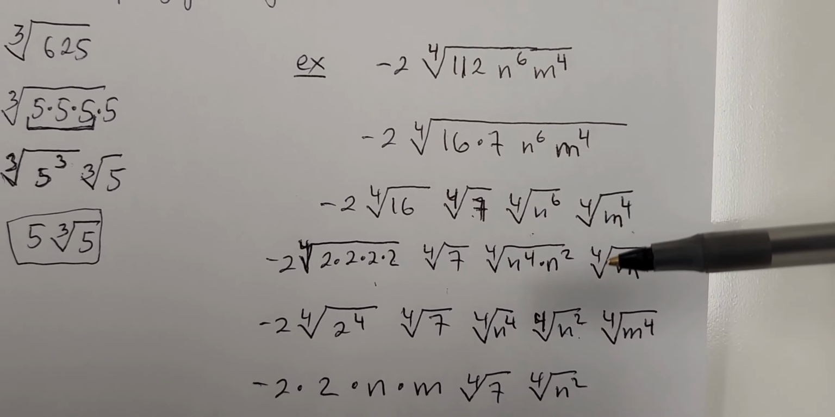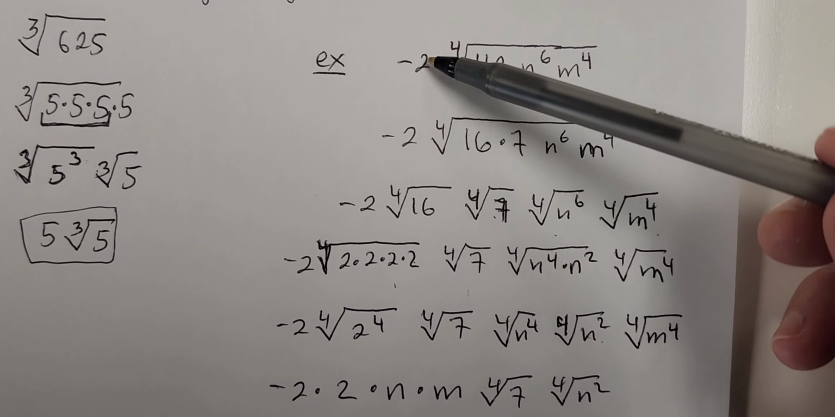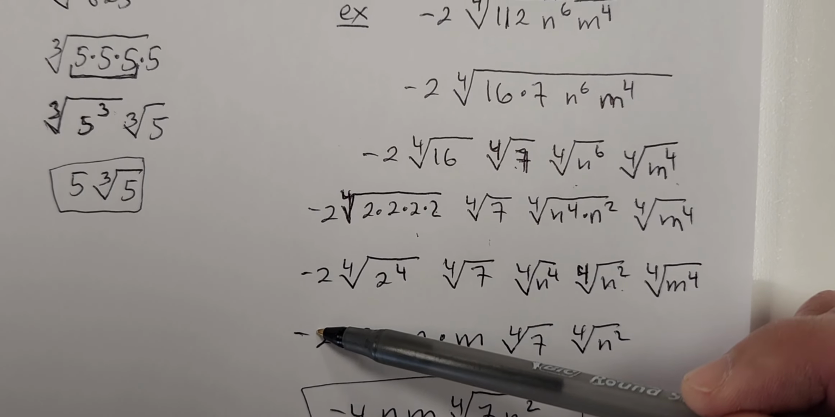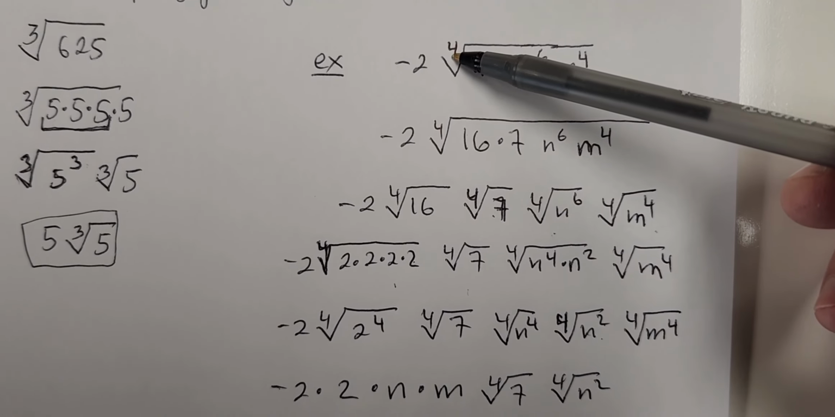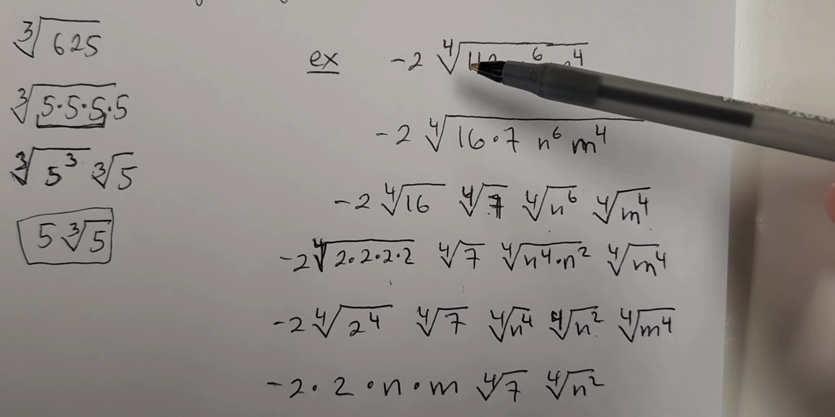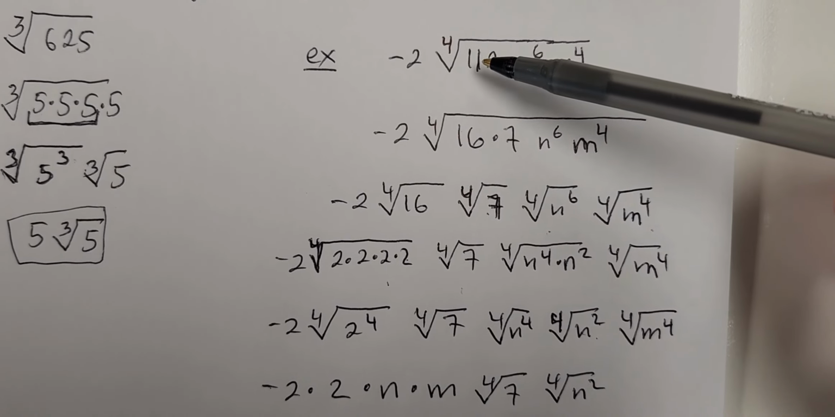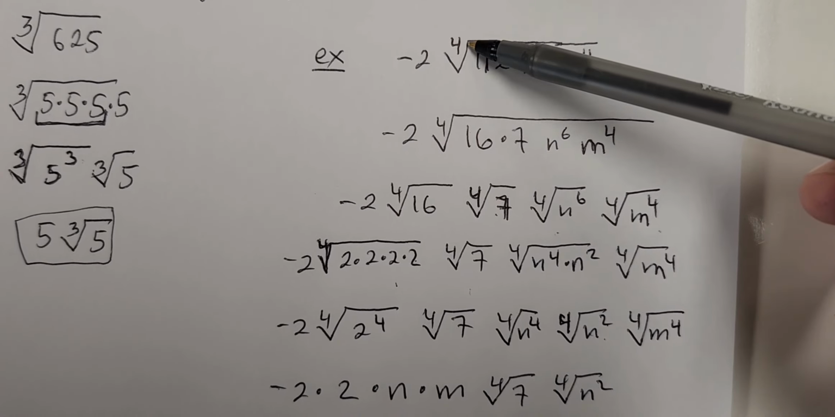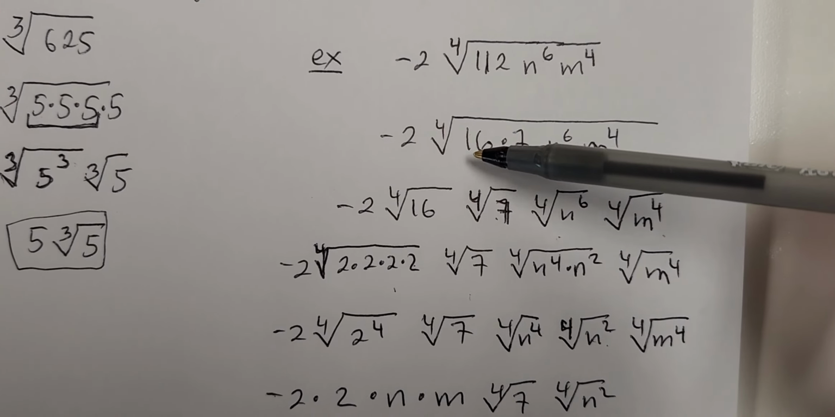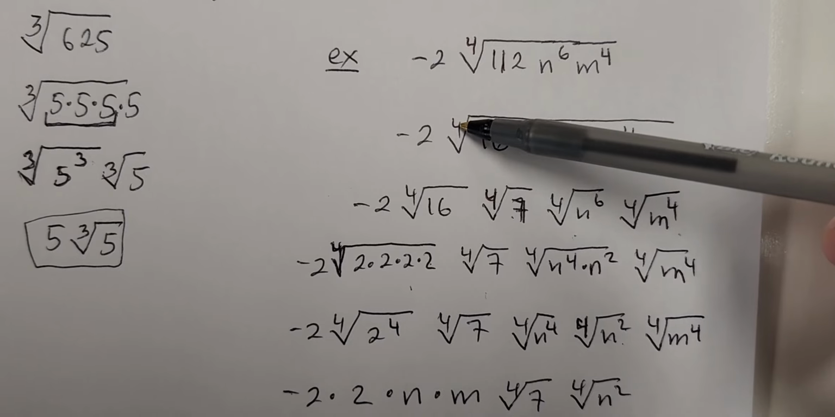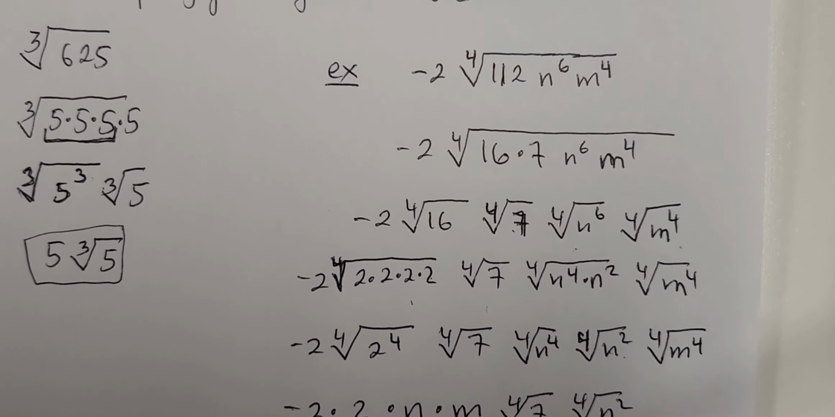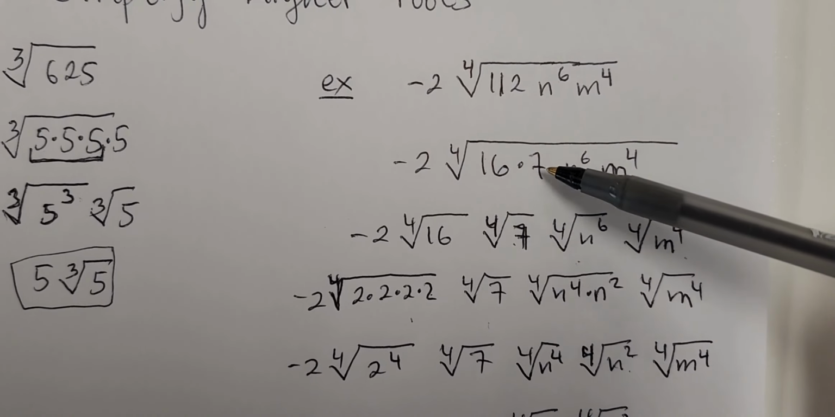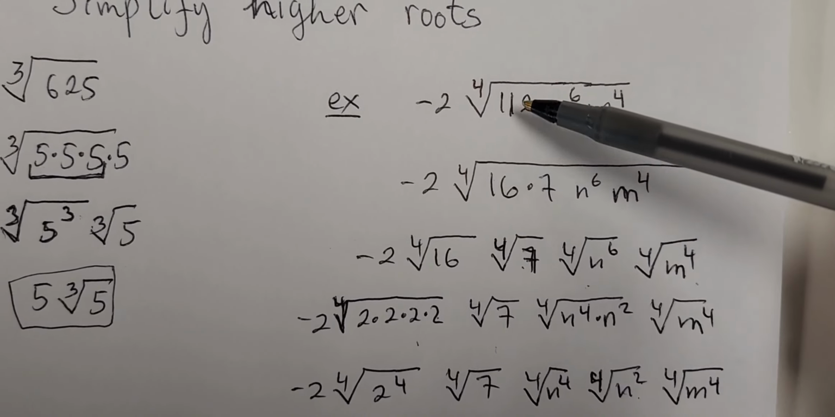Here's the next example, same thing. This -2, I'm not going to do anything about it, so just bring it straight down. Now, this is not a cube root, this is a fourth root. So I need to find a number that multiplies to give me 112 that can be broken down into a fourth root, or repeated 4 times. The only number I can use is 16 times 7. 16 times 7 is 112.